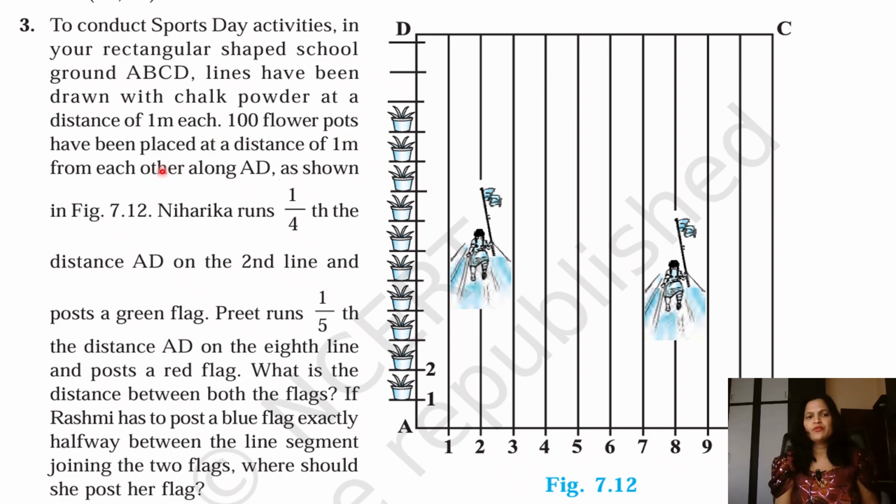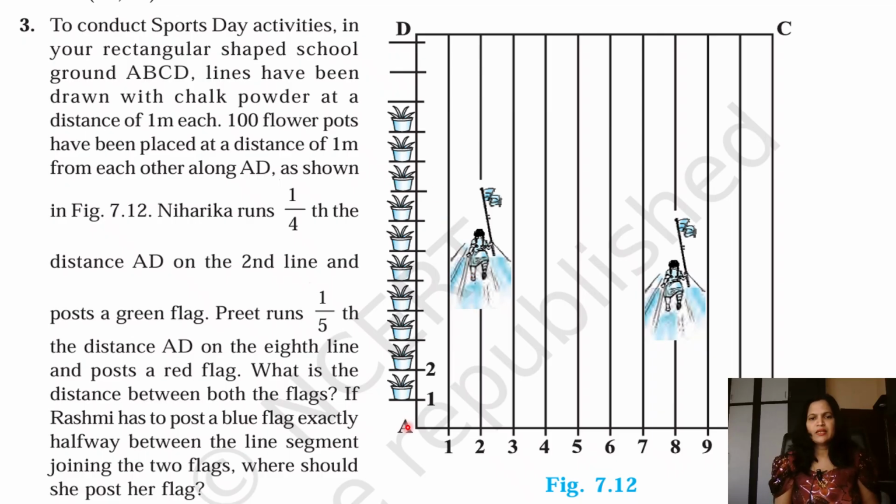100 flower pots have been placed at the distance of 1 meter from each other along AD. Flower pots are kept along AD. Distance between 1 to 2 is 1 unit. As shown in the figure 7.12, Niharika runs. This is Niharika. Runs 1/4 the distance. This is 1/4 the distance of AD.